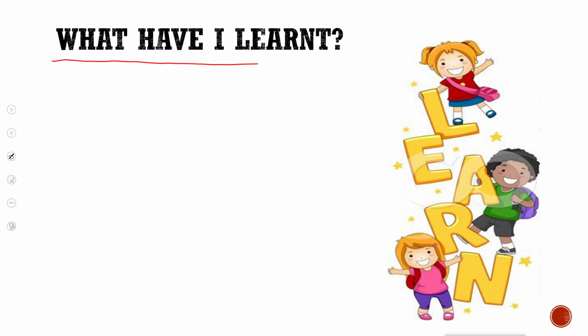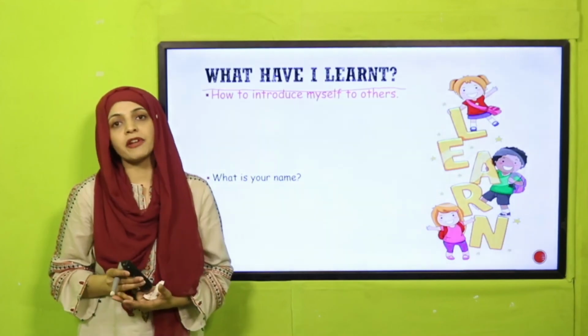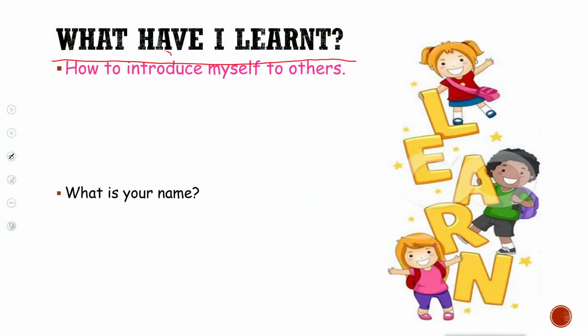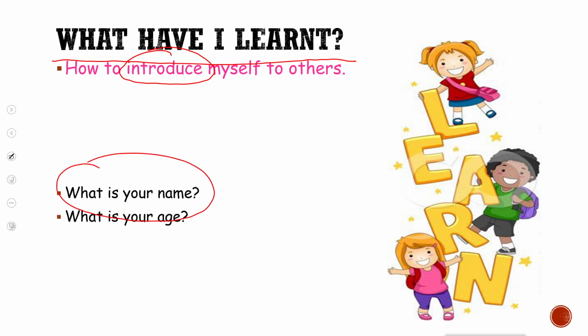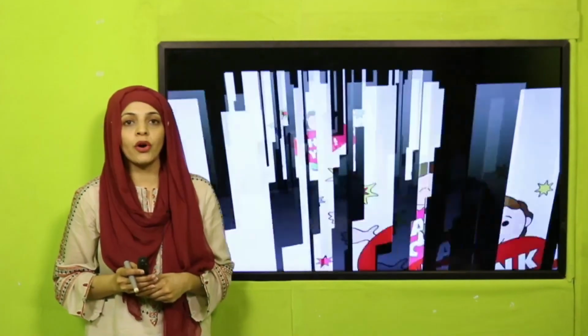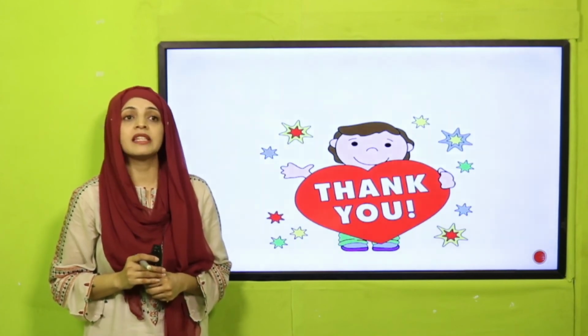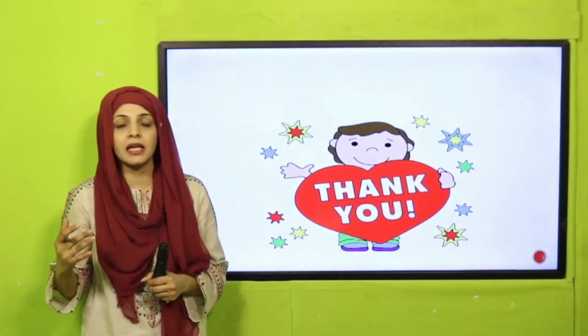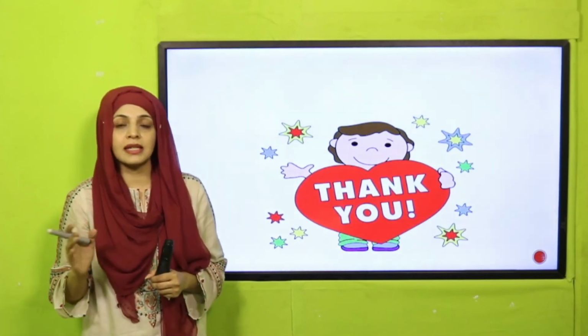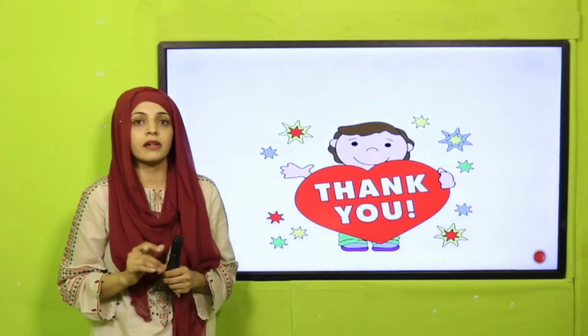What have I learned? How to introduce myself in front of others? What is your name? What is your age? By the end of this lesson, you will be able to tell your name and your age. Try to focus that students answer in full sentences. They will tell their names by saying, my name is this, and my age is this. I am dash years old. Okay? You will focus that students will be able to answer in full sentences.